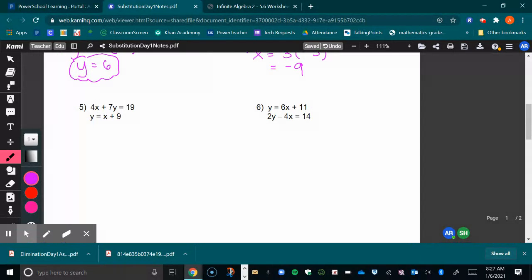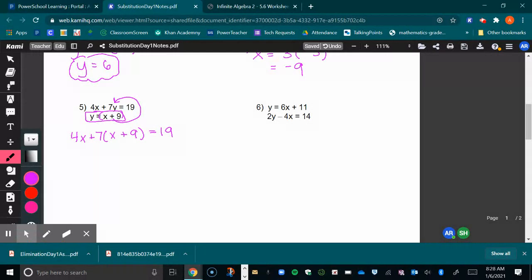Alright, so again, they already started this for us. So I know that y equals x plus 9. So one of my equations is already solved, right? One of my equations is already solved for one of my variables. So instead of y here, I'm going to replace it with x plus 9. But I'm going to put this x plus 9 in parentheses. So I'll have 4x plus 7, but instead of y here, y is the same as, because it's equal to, x plus 9. So I'm going to substitute that. Equals 19. And now I'm just going to solve.